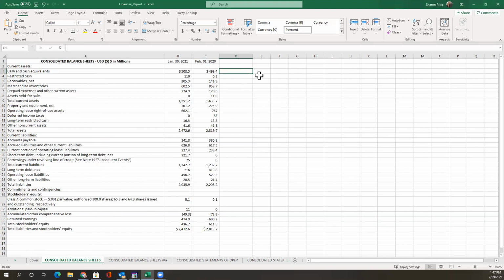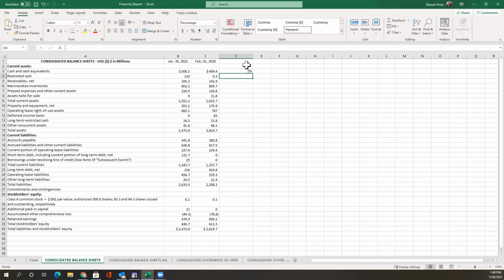And so I'm going to put a formula in for a horizontal analysis that basically is looking at the change in percentage from the prior year or from a prior period. And so the formula that we use for that is it's going to be the current year minus the previous year divided by the previous year.